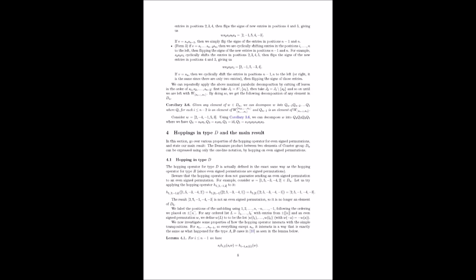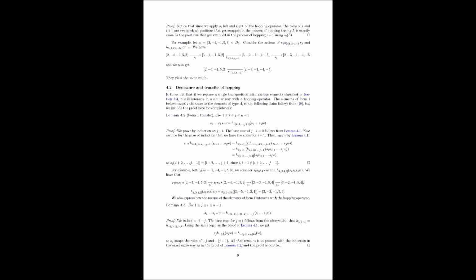The paper that we'll be exploring today is Demazure product and hopping in type D by Han, Huang, Keller, and Zhang. They present this new method for calculating the Demazure product using just the one-line notation of a permutation. So no more messing around with those crazy reduced words. Exactly, it streamlines things considerably. Okay, well, that's a relief.